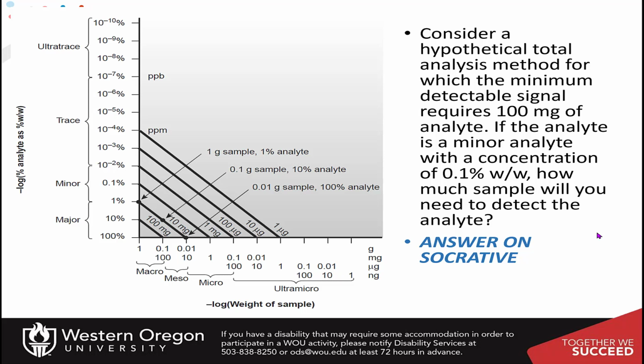So consider this hypothetical total analysis method. In this situation, the minimum detectable signal requires 100 milligrams of analyte. And if the analyte is a minor analyte with a concentration of 0.1% weight by weight, how much sample do you need to be able to detect the analyte? So I would stop the video at this point and try to do this question and see what you come up with. And we will answer this in class.